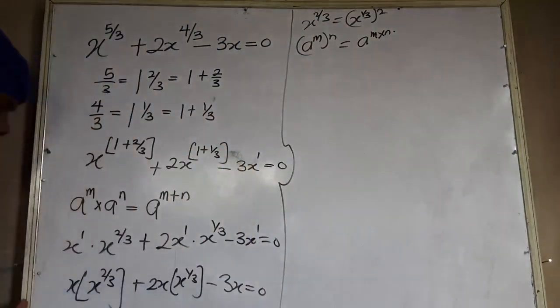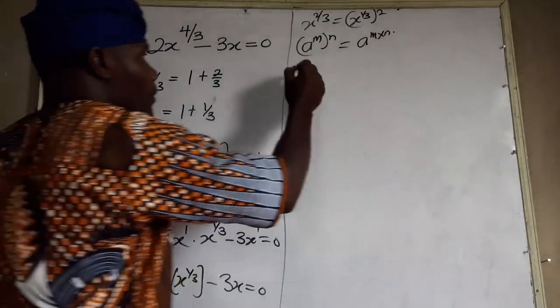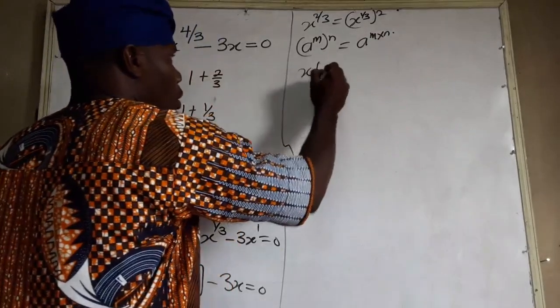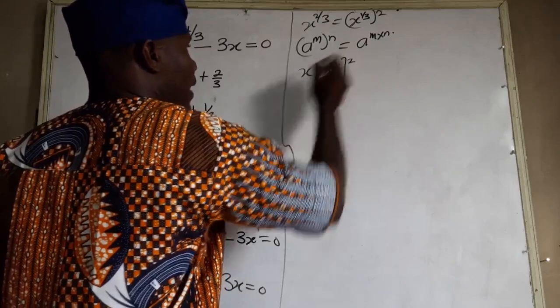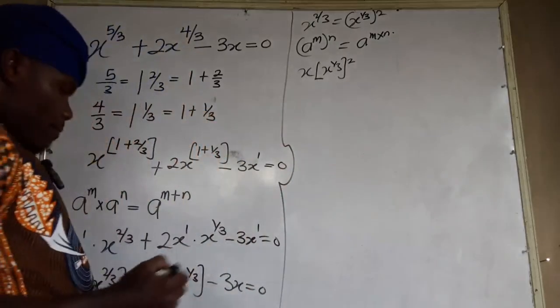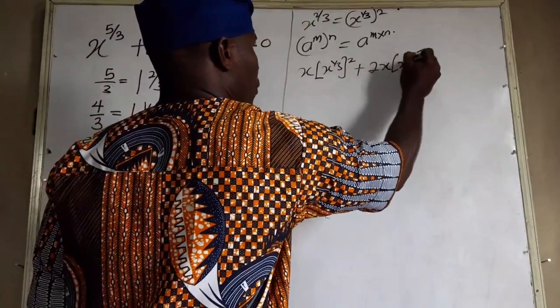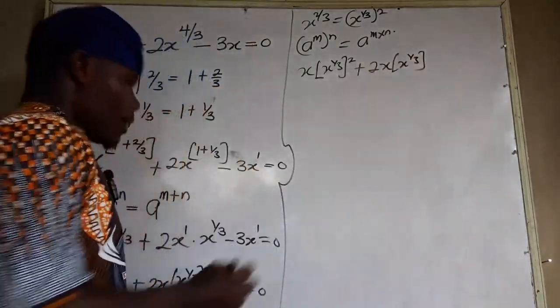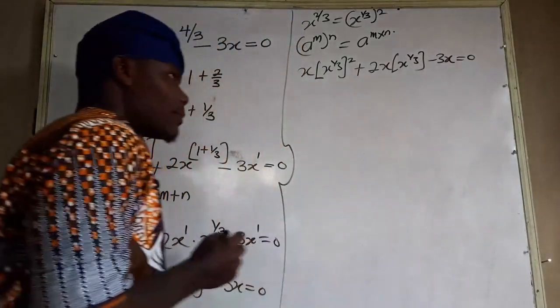So in bringing this, let's rewrite this. We have x times, instead of writing x to the power 1 over 3, you can write it squared. Now, plus 2x times x to the power 1 over 3 minus 3x is equal to 0.